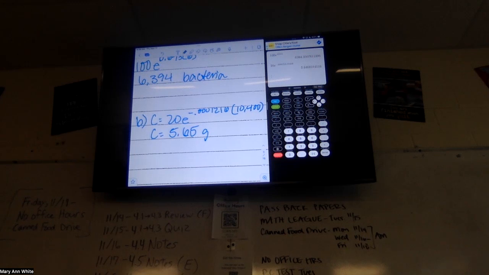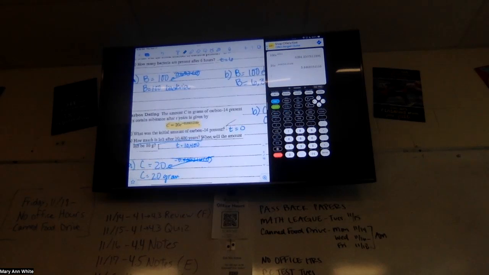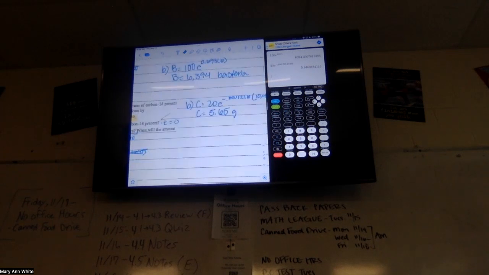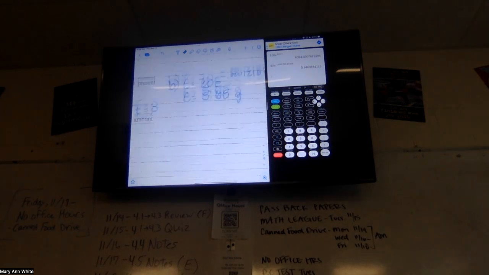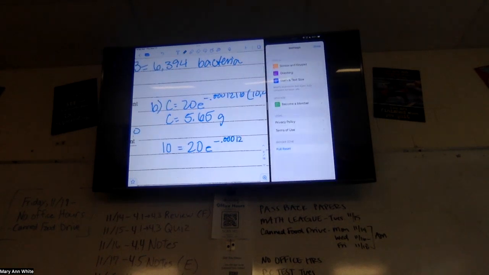Okay. Now the other part of B said, when will the amount left be 10 grams? Okay, 10 grams, does that mean that the 10 goes in for the C or the T? The C, it's in terms of grams. So I'm gonna have a whole new problem, 10 equals all of that, 20e raised to the negative 0.00012116t, sorry.